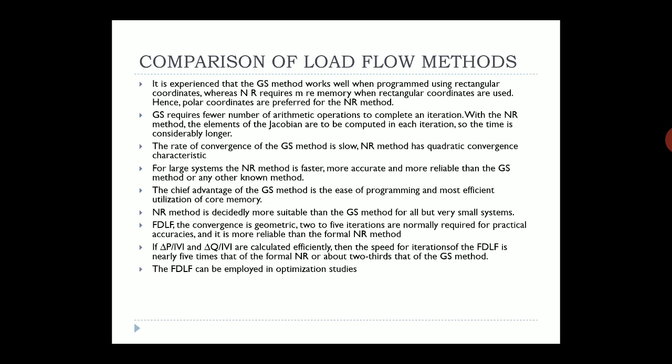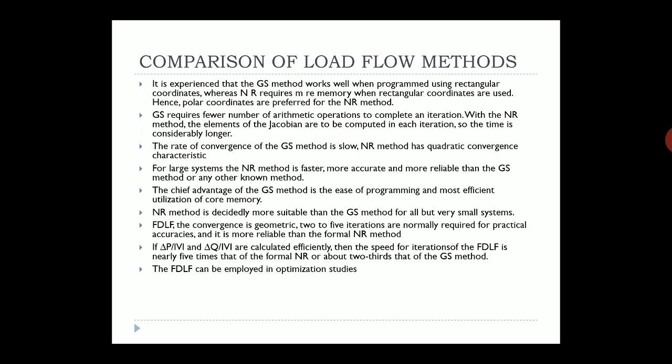Okay, the next point: Gauss-Seidel requires a fewer number of arithmetic operations to complete an iteration. With the NR method, the elements of the Jacobian are to be computed in each iteration, so the time is considerably longer. So in the NR method, the number of operations is larger because we are using the Jacobian, with respect to the Gauss-Seidel method. In the actual case, both the Gauss-Seidel method and the NR method are taken together.